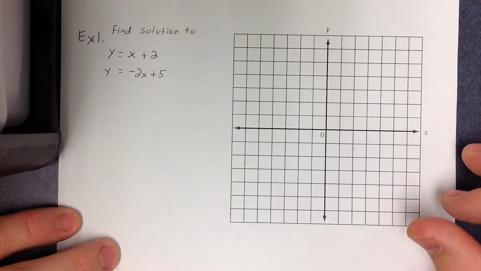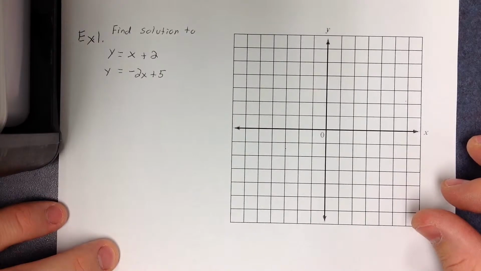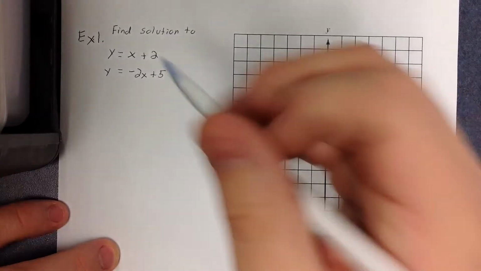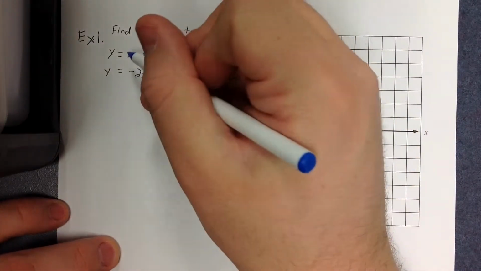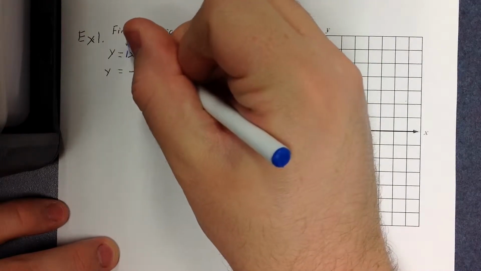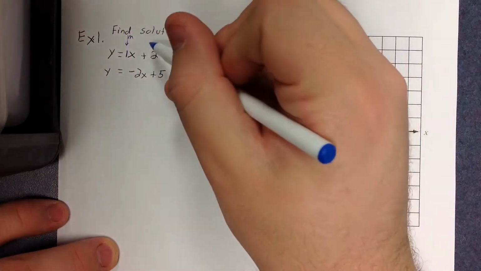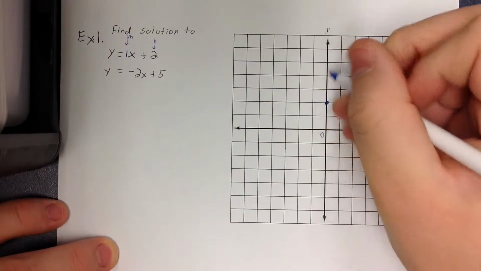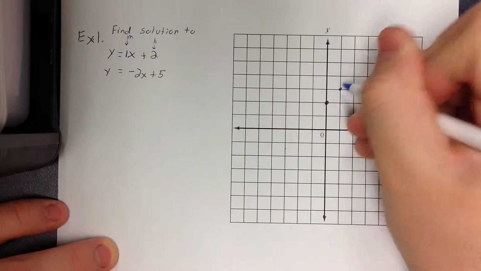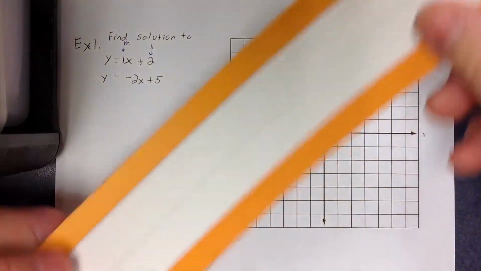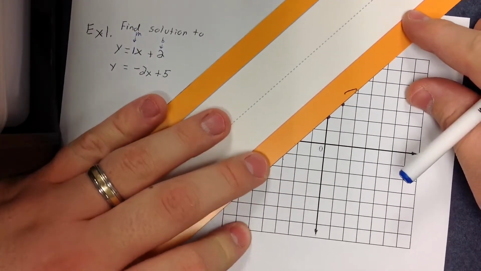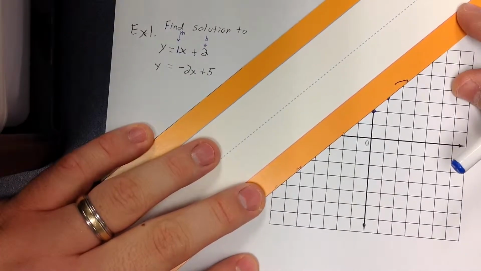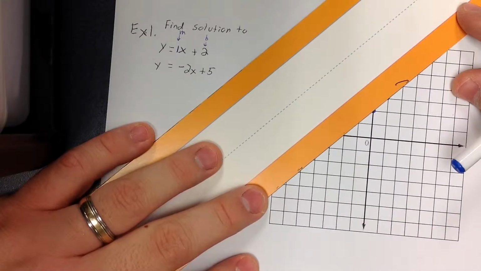it says find the solutions to y equals x plus 2 and y equals negative 2x plus 5. So we're going to graph both of these. Again, this is in slope-intercept form. There's an imaginary 1 in front of the x, so that's m. b is 2, so I start at 2. Since m is 1, I go up 1 over 1. And then I'm going to draw that line. And again, when you're solving a system by graphing, you need to make sure your lines are as straight as possible and line up everything.